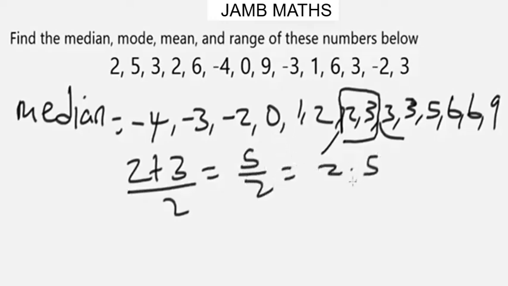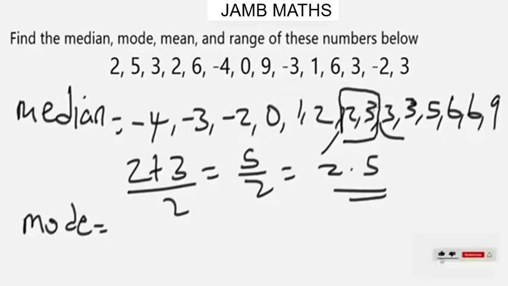So the median is 2.5. Now for the mode, the mode is the highest occurring frequency or the most common value. The highest occurring frequency here is 3. 3 is the only number that is tripled. So our mode is 3, the highest occurring frequency or the most common.